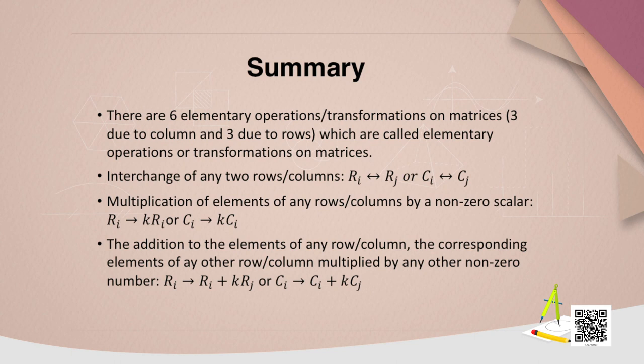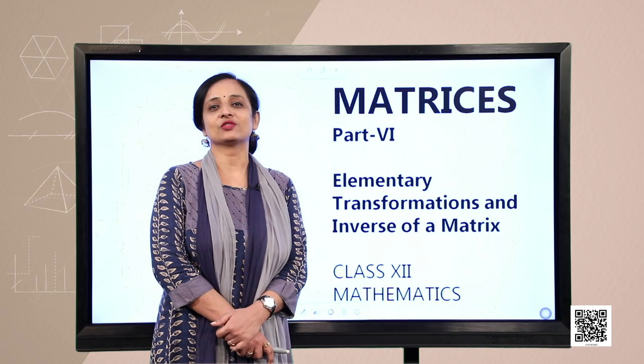Let's summarize. There are 6 elementary operations. 3 are due to columns and 3 are due to rows. Interchange of any two rows or columns can be represented as Ci changes to Cj. Multiplication of elements of any row or column by a non-zero scalar quantity is represented in this manner. Then addition to the elements of any row or column the corresponding elements of any other row or column is represented by Ci changes to Ci plus K times Cj. So this was all about elementary transformations.